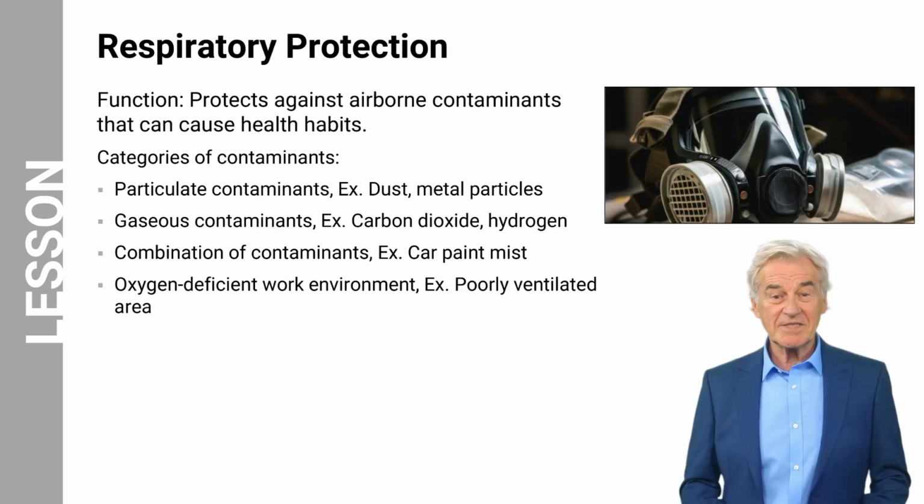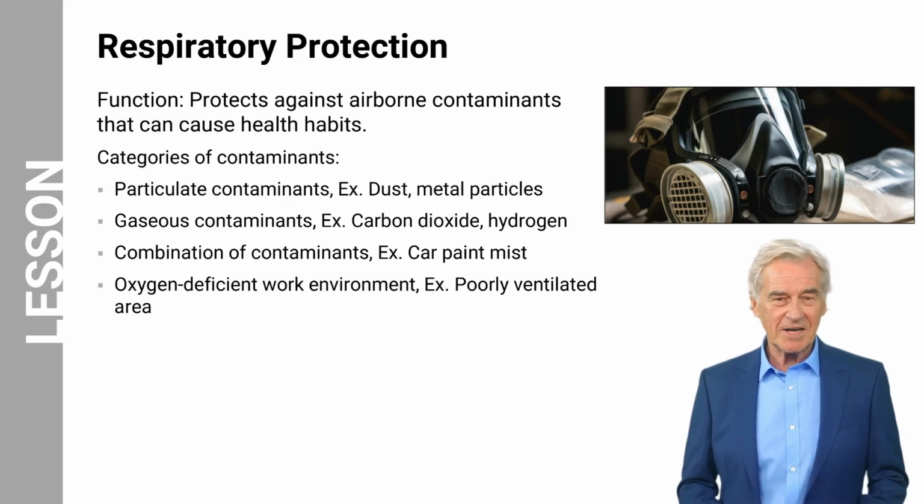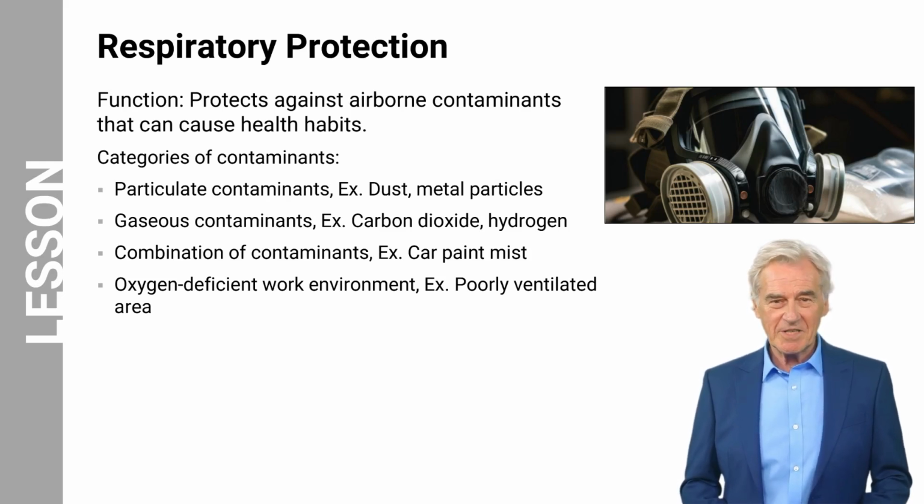The next personal protective equipment is respiratory protection. Airborne contaminants in a work environment can cause health hazards. Workers should wear respiratory protection devices if they are exposed to such contaminants in a working environment. There are 4 categories of airborne contaminants. First, the particulate contaminants are composed of tiny solid particles or liquid droplets of certain substances. Some examples include dust and metal particles.